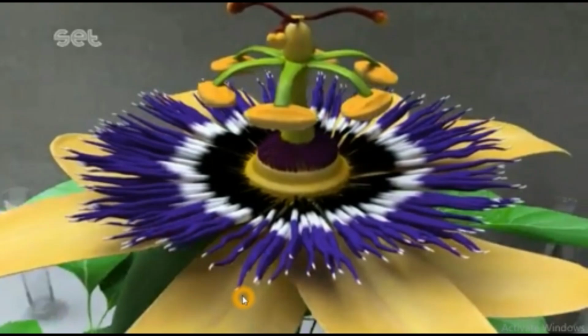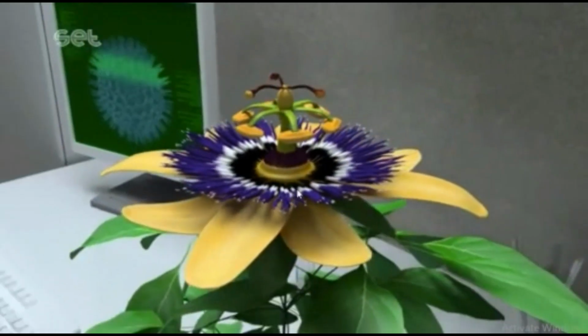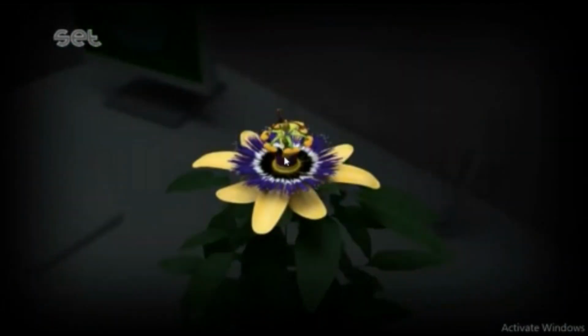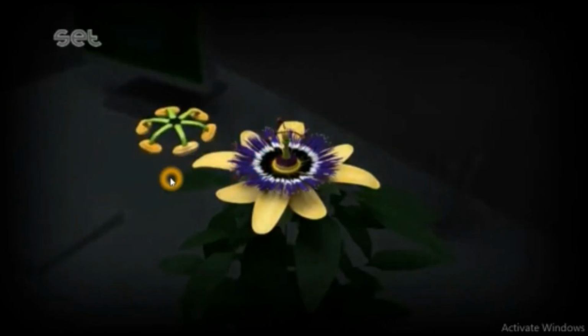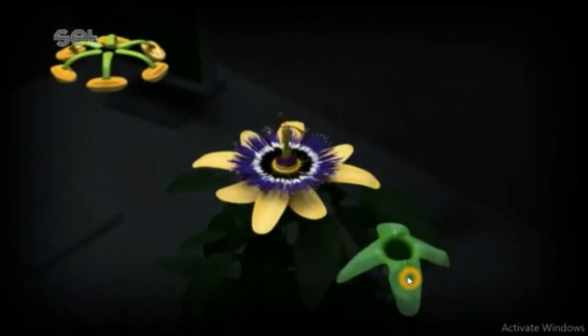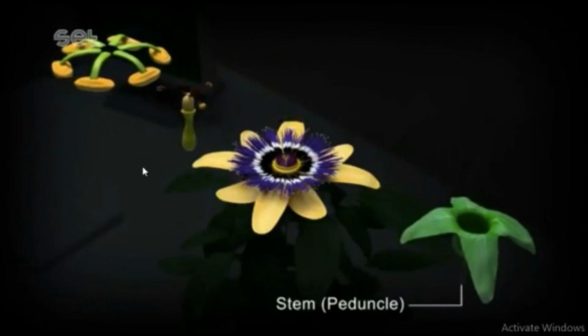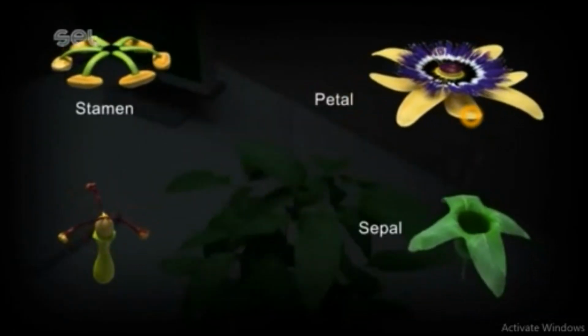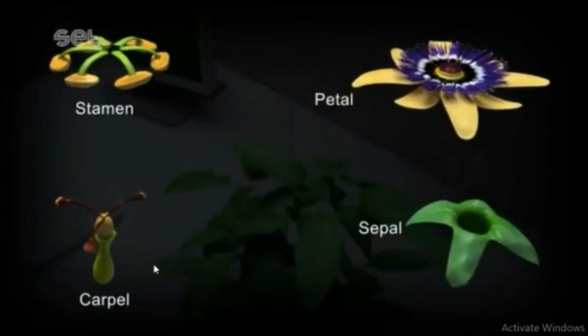Okay, in this video we're going to watch the pollen grains formation in detail. So here, this is the flower with its different parts. This is the stamen, this is the calyx, and this is the carpel, and the last one is the petal.